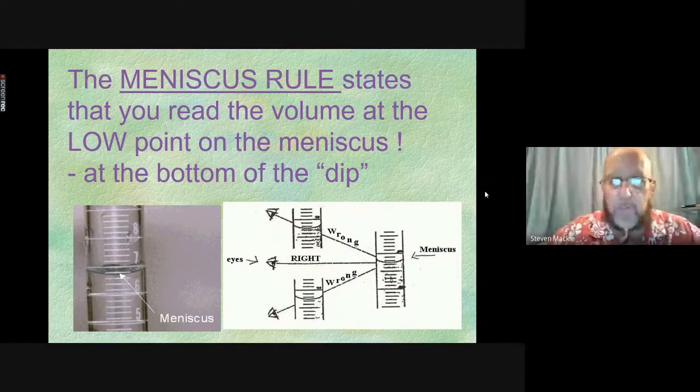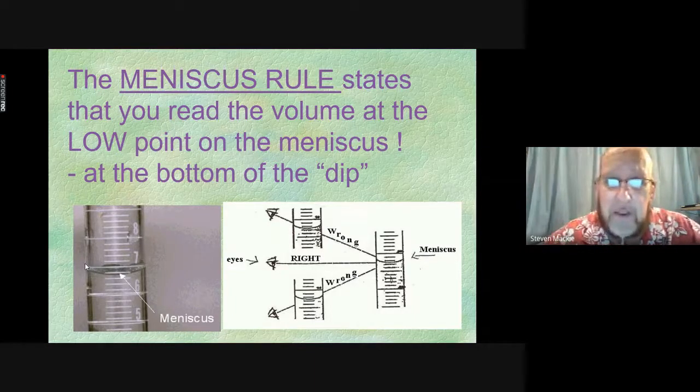The meniscus rule, that's what it says at the top of this, says that you always read the volume at the low point of the meniscus, at the bottom of the dip. This is the crescent-shaped curved surface that water will form. Now look, there are other liquid molecules that don't form a meniscus. So why do we care?